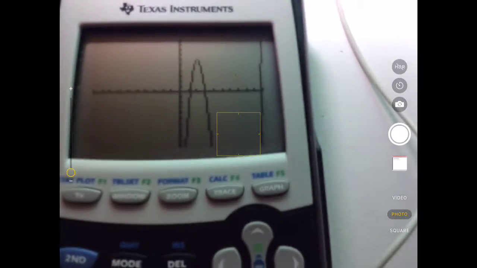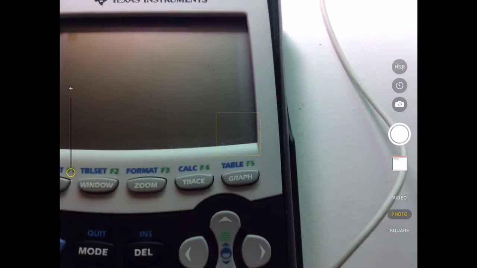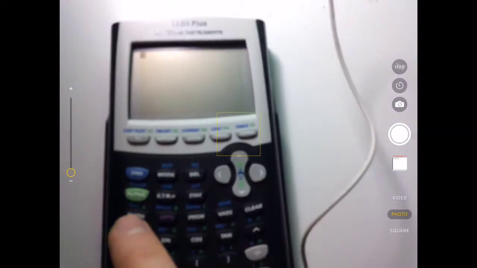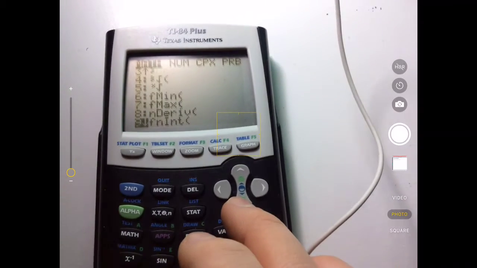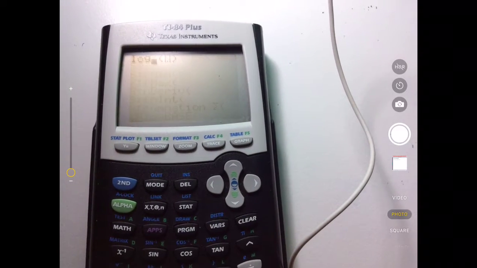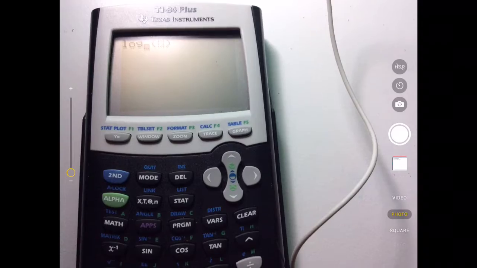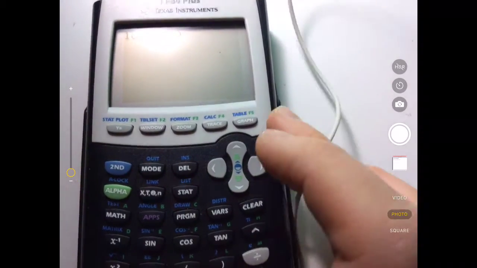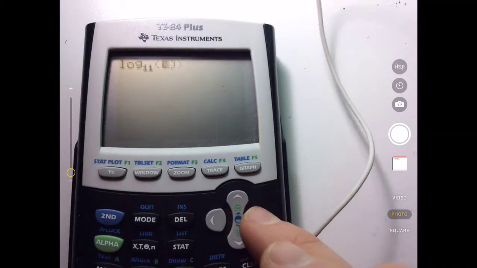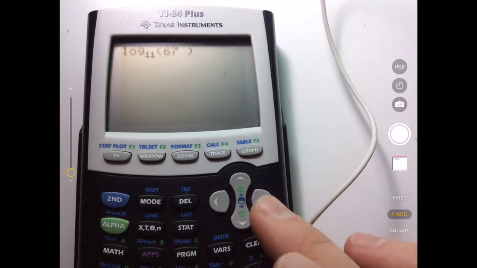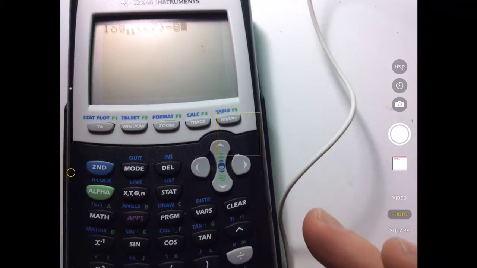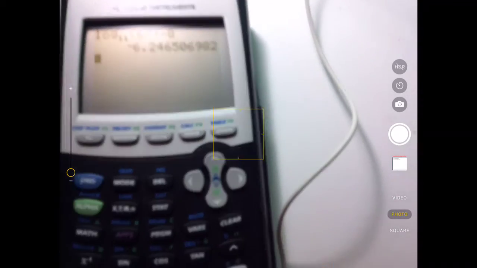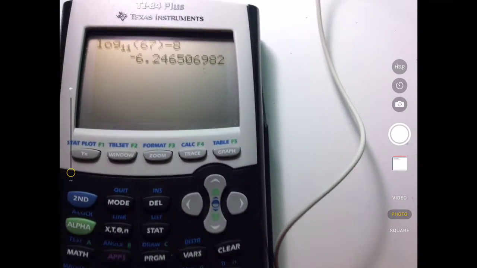Alright, so I want to go on, get out of here. Again, if I have this newer calculator, I'm clicking the math button, going down to log base, clicking OK. I'm doing log base 11 of 67 and then minus 8. So when I get that, my answer is negative 6.246, and so on.